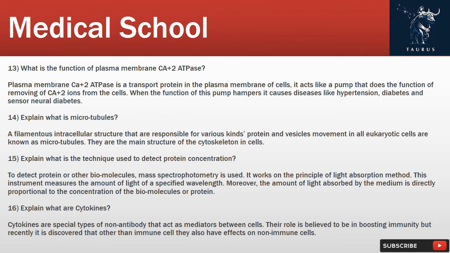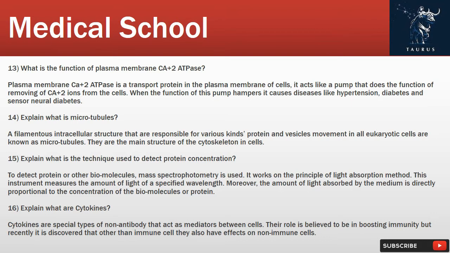13. What is the function of plasma membrane Ca+2 ATPase? Plasma membrane Ca+2 ATPase is a transport protein in the plasma membrane of cells. It acts like a pump that removes Ca+2 ions from the cells. When the function of this pump is hampered, it causes diseases like hypertension, diabetes, and sensorineural deafness.